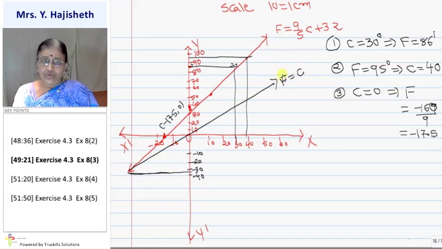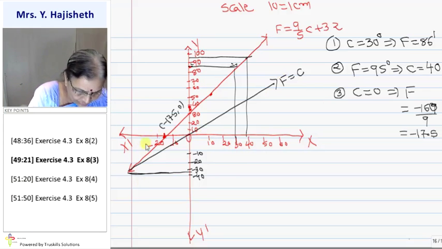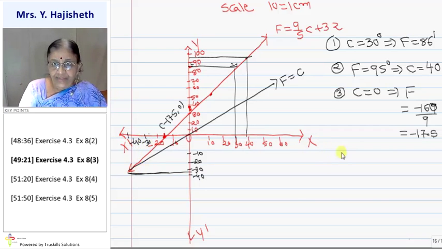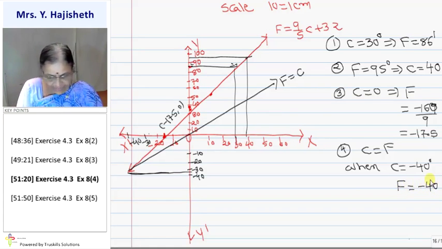Okay, so F is C, then this is also -40 and that is also -40. Clear. This will be -30 and this will be -40. So C is equal to F when C is -40 degrees and F is also -40. Clear. C and F are equal when both are equal to -40.